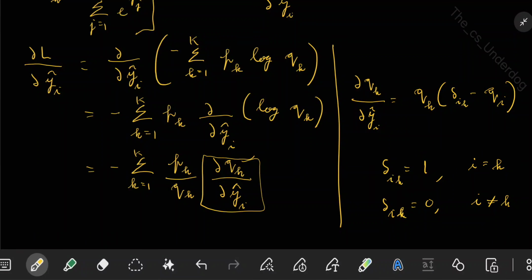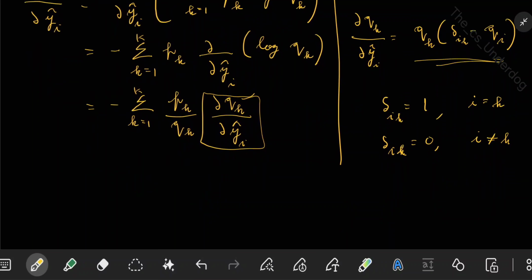In that lecture, we have shown exactly how this term comes up. So here I am going to directly use this: the derivative of softmax with respect to yi cap will come up as qk into del ik minus qi, where del ik will take value 1 whenever i equals k, that is whenever the ith class is the same as the kth class you are considering here, and del ik equals 0 whenever i is not equal to k.